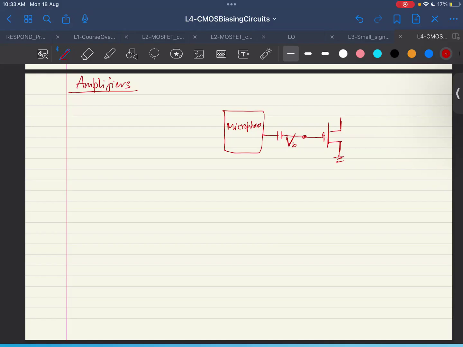And then we expect this signal to be amplified, right? So let's say there is an input signal which is coming in from here, which we call, for example, small v in, and we expect an output which is small v out. And this V out by V in is something which we know as the voltage gain of this MOSFET or this amplifier circuit.